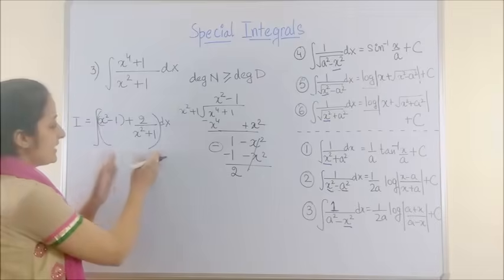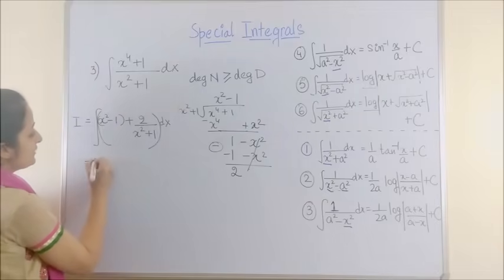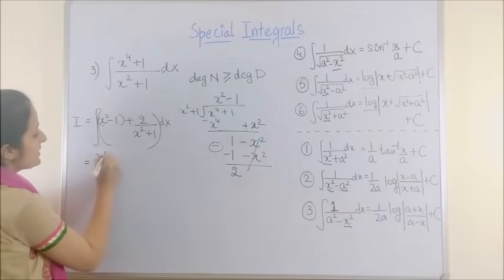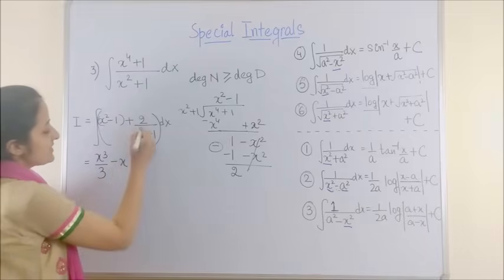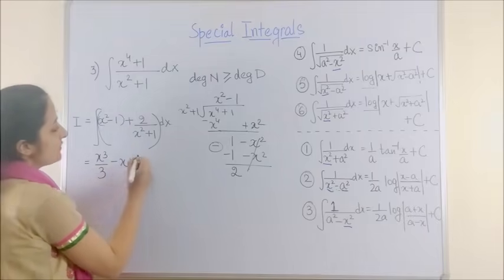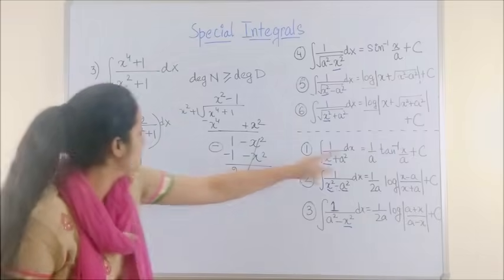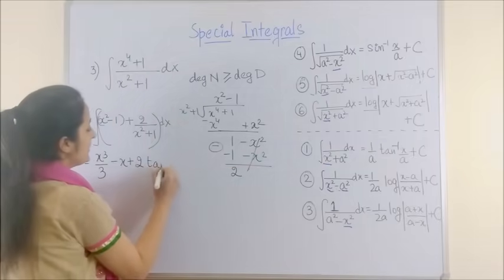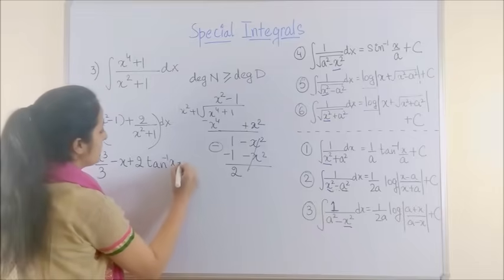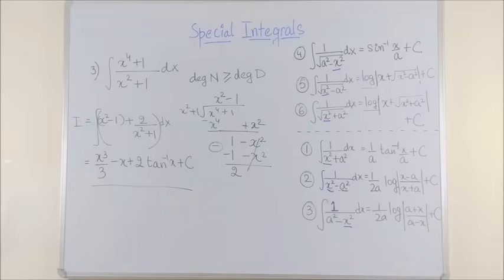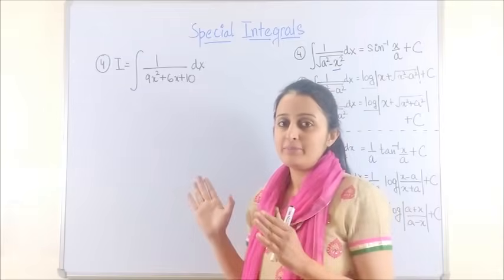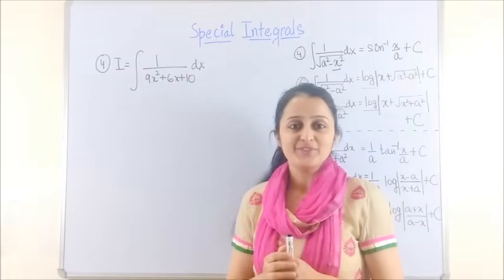So this is what we get. Now it is very simple. The first part simply gives you x cubed by 3. 1 has the integral x, and this one 2 comes out as it is, and here I apply this formula. I get only tan inverse x plus c. Here a is 1. Oh no, how will I apply these formulas to this kind of a form?